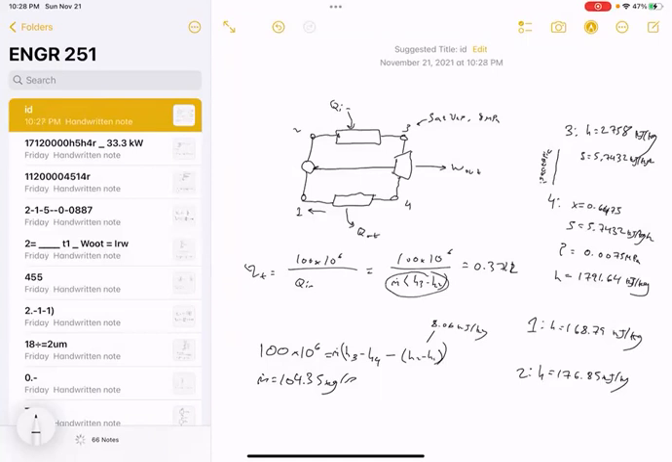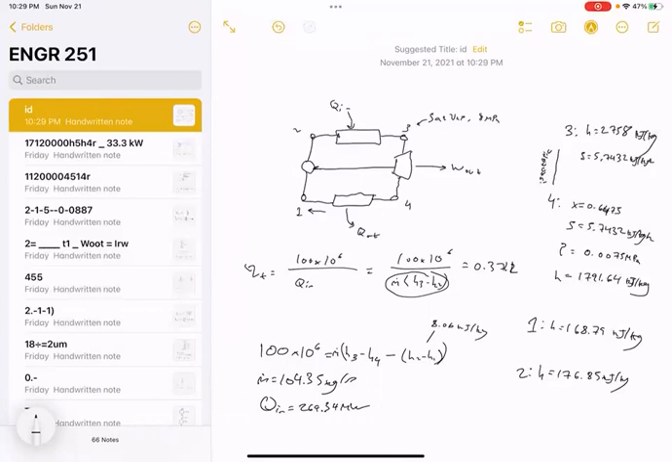So 104.35 times 2758 minus H2, which is 176.85. And it's in terms of kilowatts, but they want megawatts. So let's just divide it by 1,000. 269.34 megawatts. So Q in equals 269.34 megawatts.